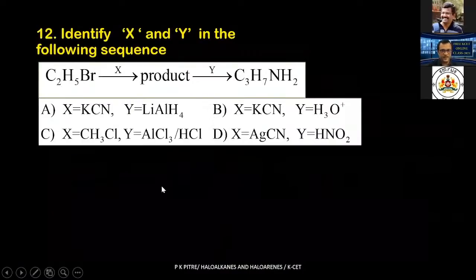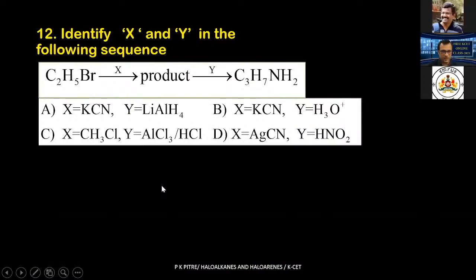Look. Identify X and Y in the following sequence. What is given? C2H5Br in presence of X gives you a product, which on treatment with Y gives you C3H7NH2. Options are given here: KCN and lithium aluminum hydride, KCN and H3O+, CH3Cl with aluminum chloride and HCl, and AgCN and HNO. Now you have to come to the correct conclusion, so you have to write the reaction and see.